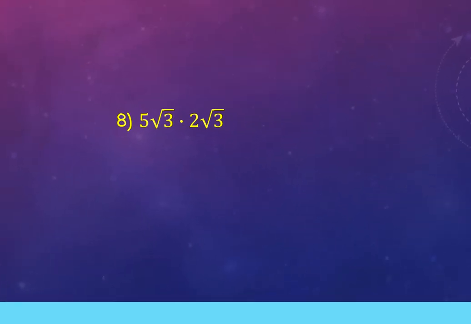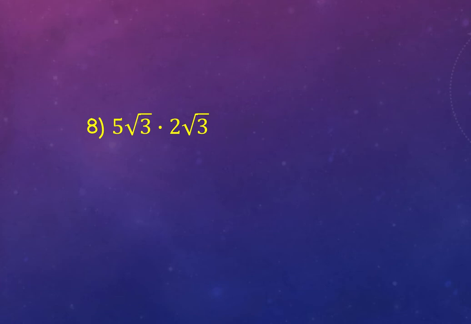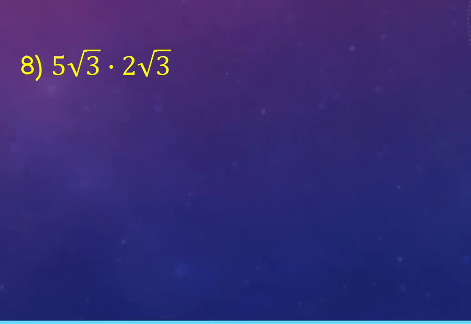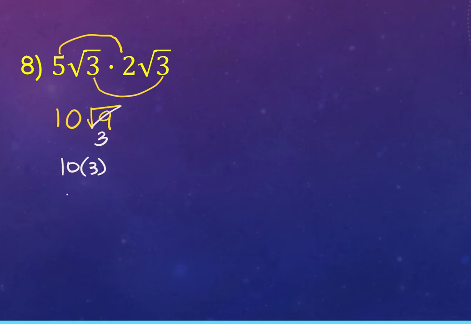So 8, now you've got 2 square roots that are being multiplied. We said we could multiply as long as there's the same square root, I mean, as long as they're the same index, so they're both square roots. So in this case, I'm going to show you 2 ways to do it. The first, I would multiply the 2 on the outside, so 5 times 2 gives me 10. And then I would multiply the 2 on the inside, and I get square root of 9. But square root of 9 is what? 3. So then I'd get 10 times 3, which is 30.